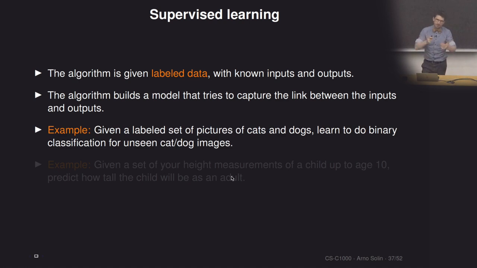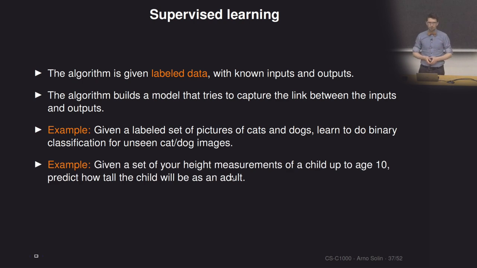So, given a labeled set of pictures of cats and dogs, learn to do binary classification of unseen cat-dog images. Or given height measurements of a child up to age 10, predict how tall the child will be as an adult.